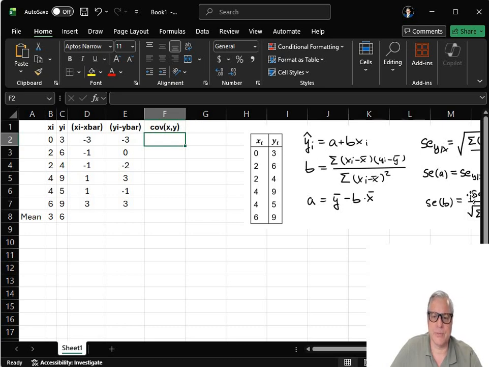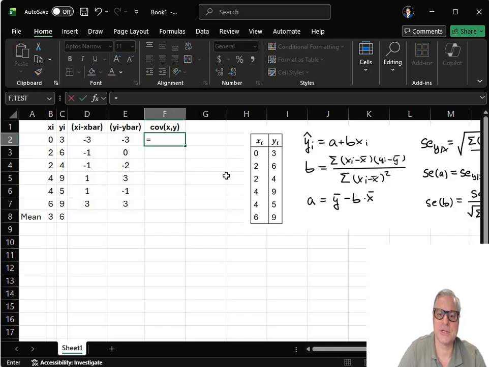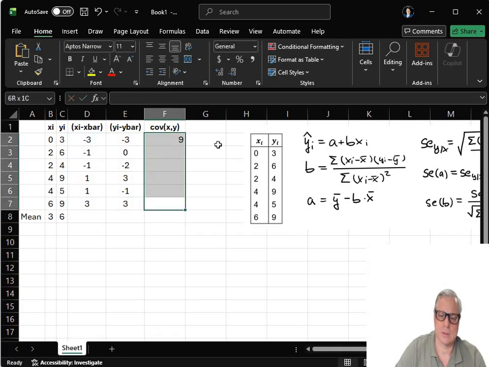But please keep in mind that I do not divide by n minus 1, because we don't need that. We just need what we see here in B. So now I just multiply xi minus x bar times yi minus y bar.